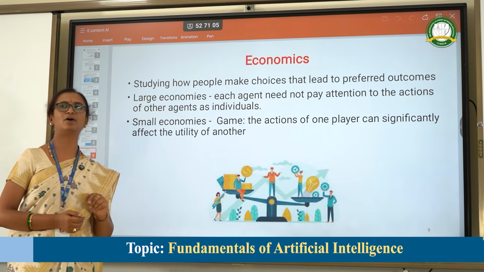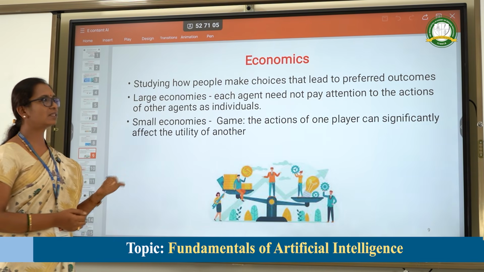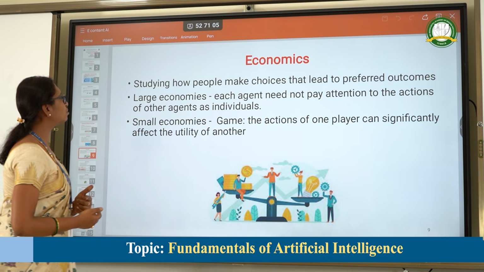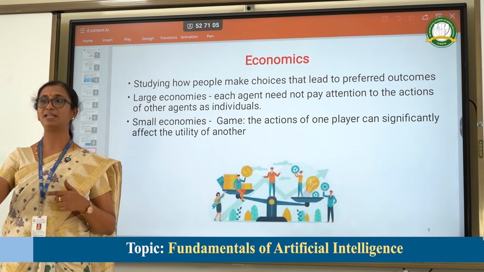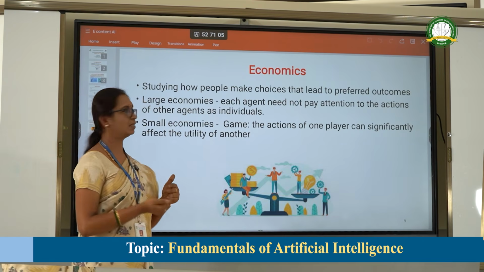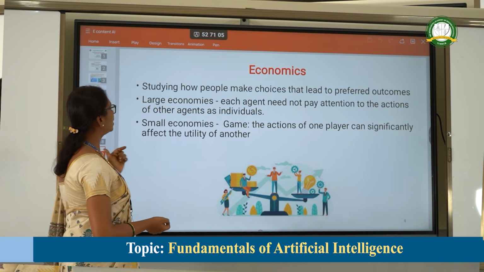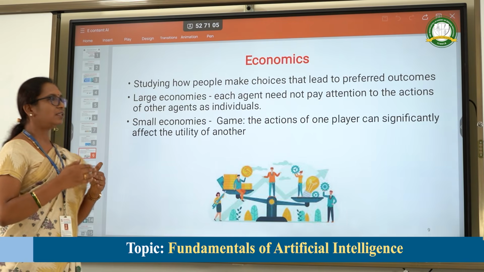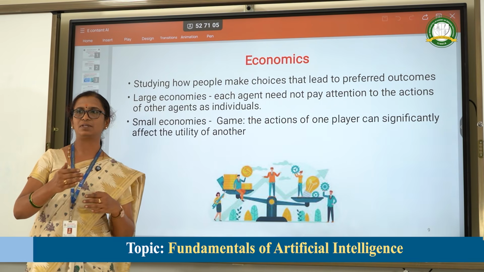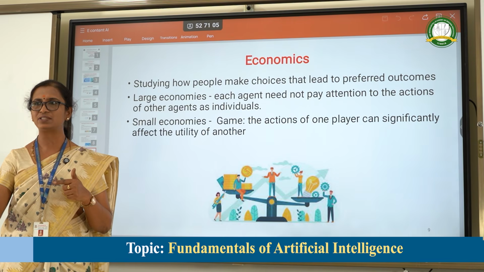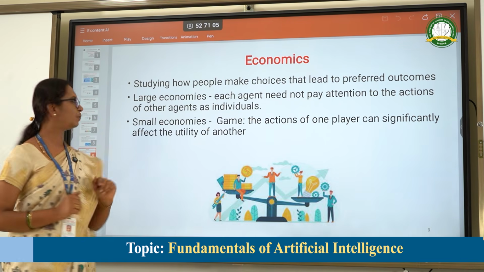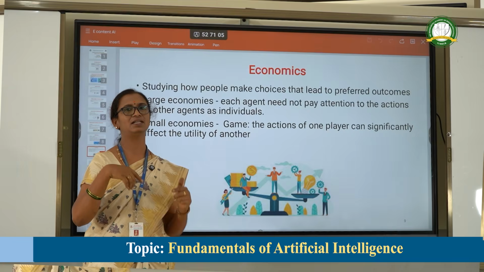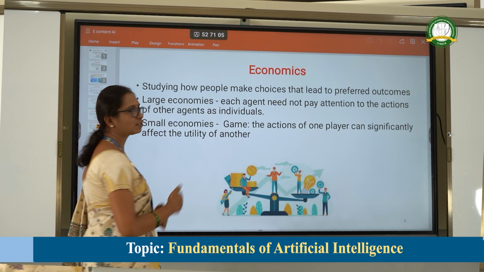The next, another important component is economics. Economics is not only directly related to monetary aspects, it is also studying how the choices made by people affect the outcomes. So we say economics involves studying how people make choices that could lead to preferred outcomes. In large economies, the behavior of different individuals does not affect the main component, whereas in small economies, the actions played by other players also affect the way I am going to behave, or the way AI is going to behave.